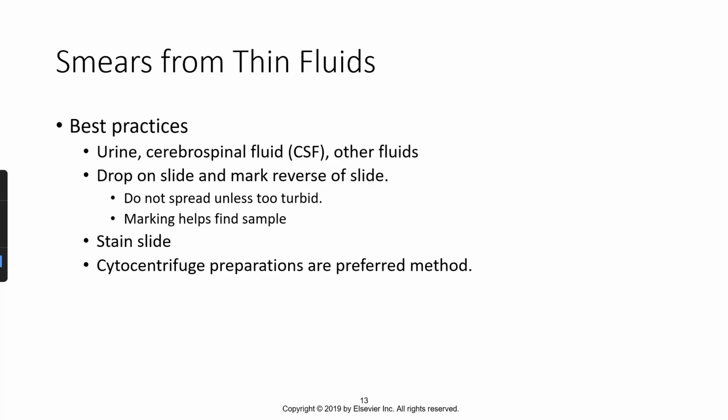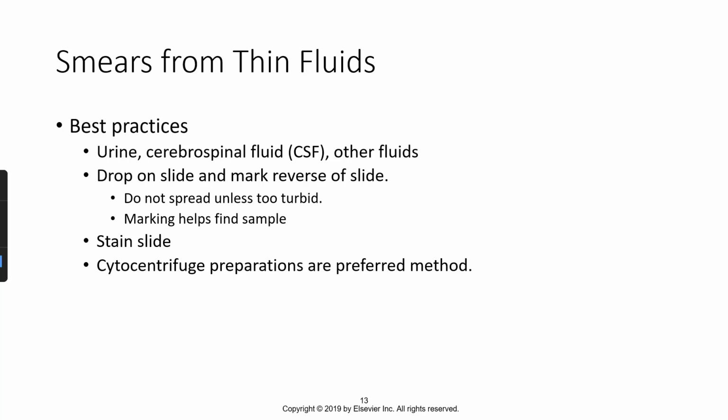Smears from thin fluids. So best practices: urine, cerebrospinal fluid, or other fluids you want to drop on the slide and mark the reverse of the slide. So you're going to put your little circle, your identifying circle, on the bottom of the slide, and you put the drop of the clear substance on the top. Do not spread unless it's too turbid.